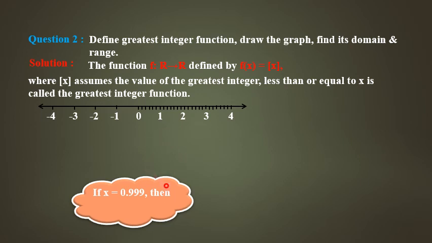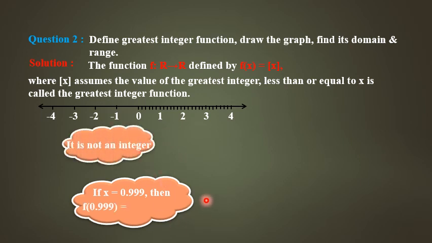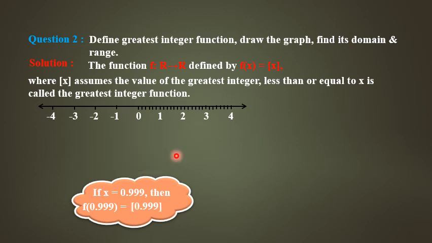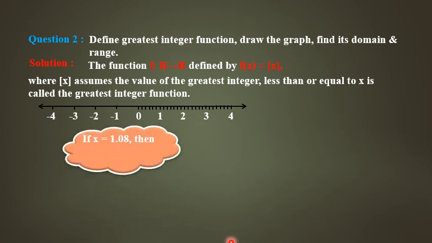Now 0.99, then it's again the same logic. It is not an integer and it is somewhere here. I can take 1, but when I take 1, it will be more than this, so you should not take it. So you have to take 0 only. So it takes the largest integer but smaller than this one. Now look at this. Yes. So the value at 0.999 gives you 0. Now if x equal to 1.08, then f of 1.08 gives you 1, that is 1 only. Why? Because this integer value comes here, and it is not greater than this number.